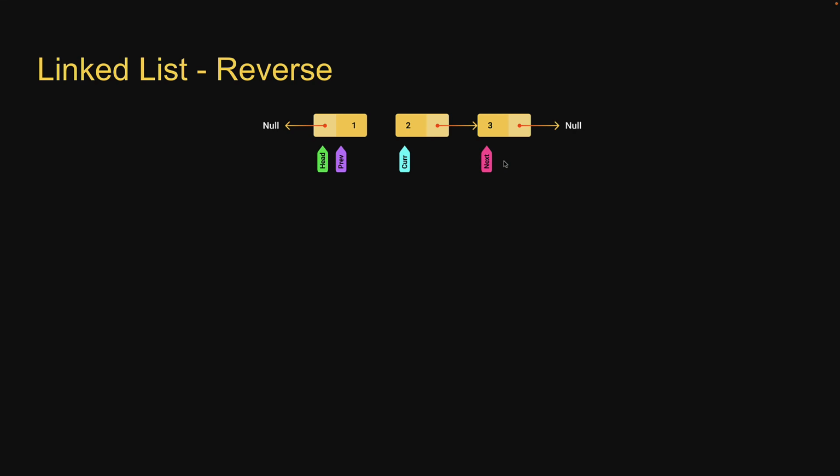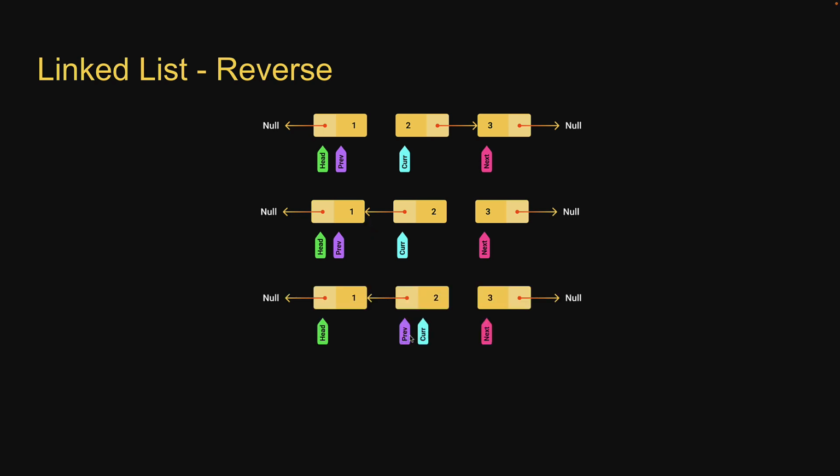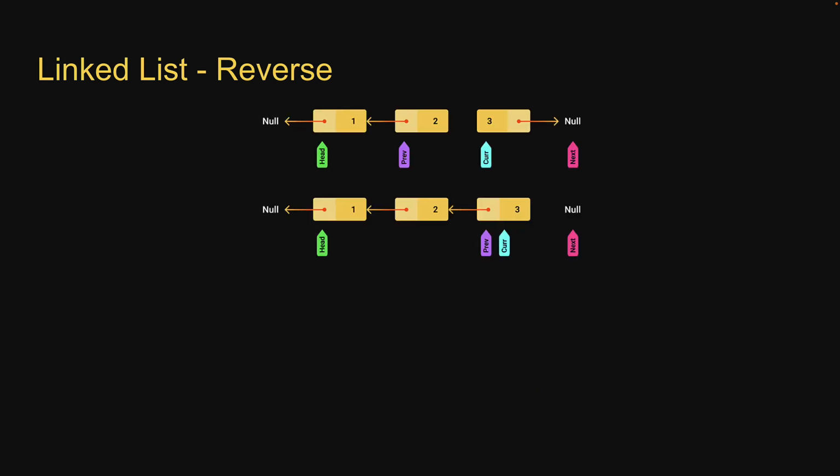Next points at current.next. Current.next points at previous. Previous points at current. And finally, current points at next. Repeat the same for the third node. And we have the reversed linked list. 3 pointing at 2, pointing at 1, which points at null.